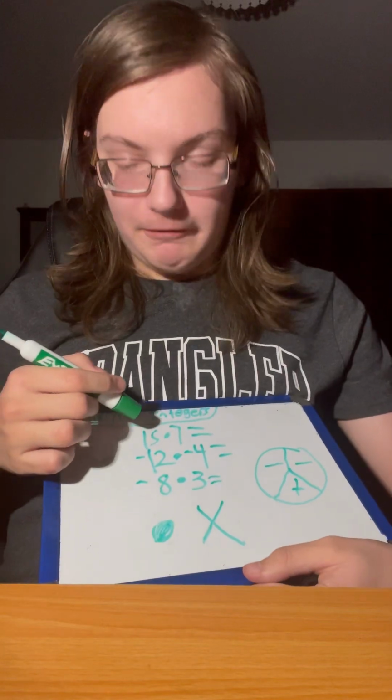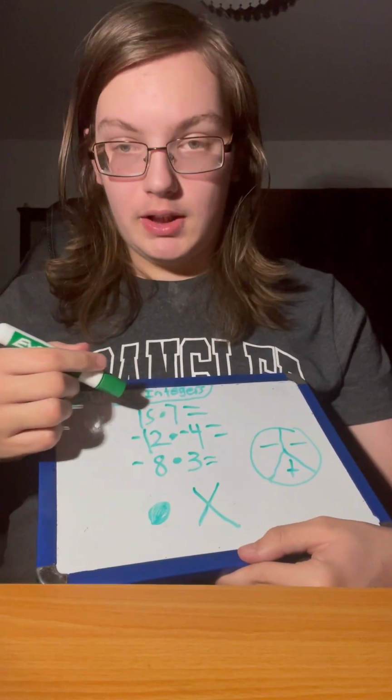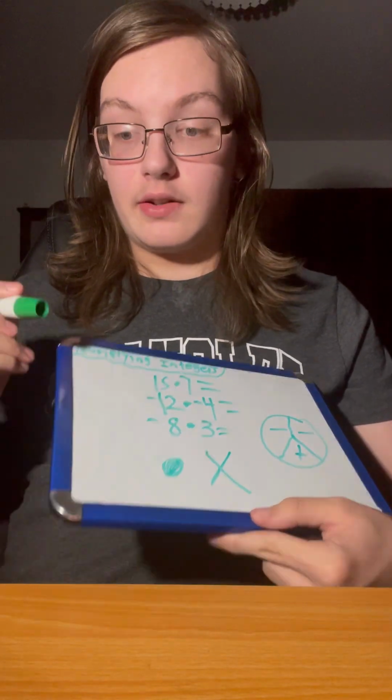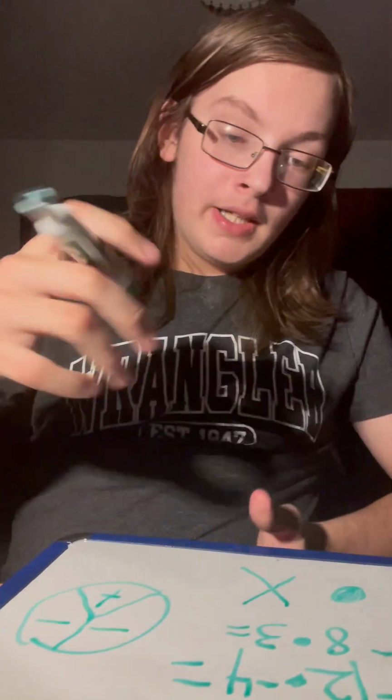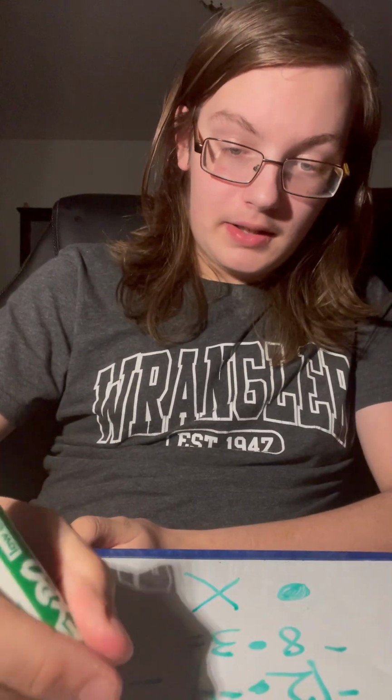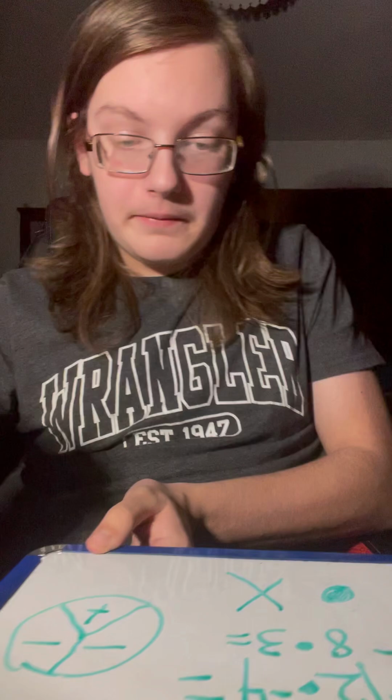The first one is 15 times 7. Since these two numbers do not have any signs, it's going to be a positive. This means the answer is a positive 105.